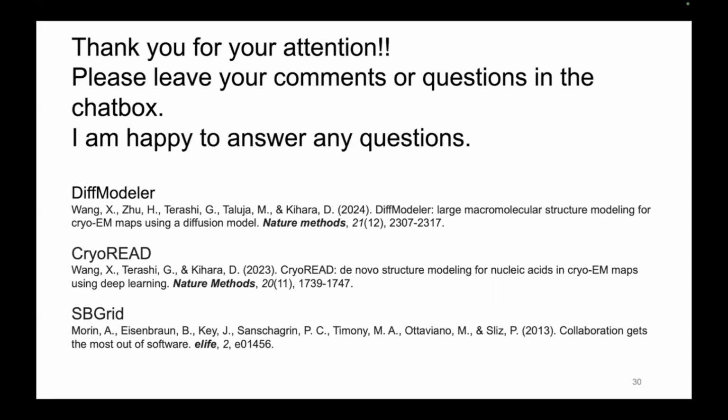Then comparing with DiffModeler, it's very quick because it's not tracing. It first enhances the backbone position using the diffusion models, then does rigid body fitting, so atomic models are fitted to the enhanced map. In general, 10,000 residues takes less than 5 hours.